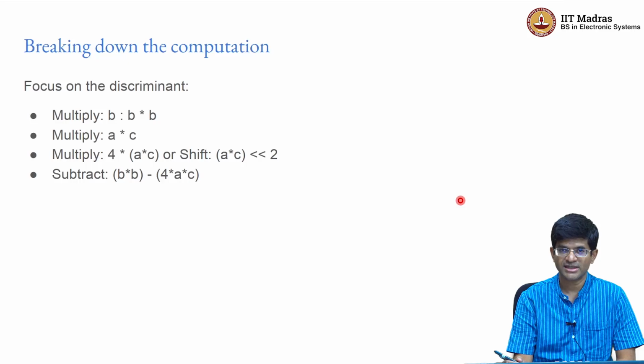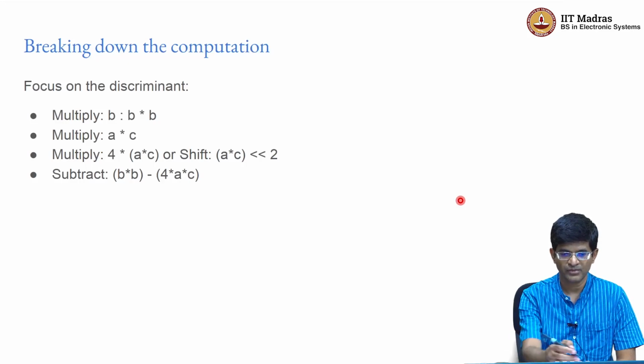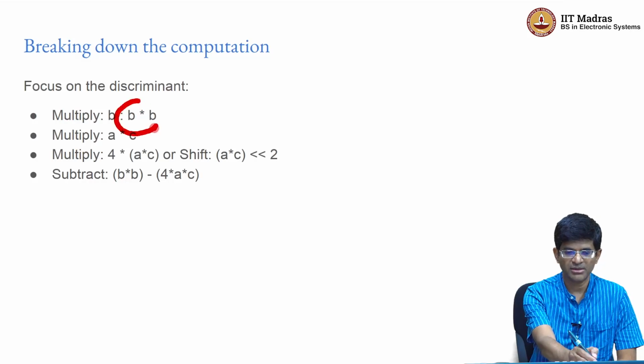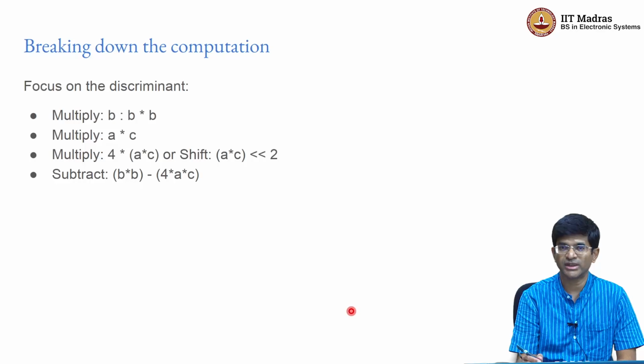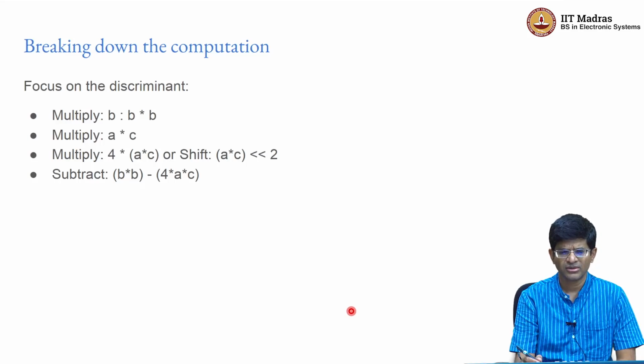So if I focus on the discriminant, then I can further break the operations down like this. Maybe the first thing I would do is multiply b times b, because I need to compute b squared, right. So I don't need a separate squaring hardware. All I need is a multiplication, and by feeding b and b as both the inputs to the multiplier, I should be able to get b squared. Now, of course, this assumes that I know already how to implement a multiplier, and we have looked at how more complex circuits can be built out of simpler circuits.